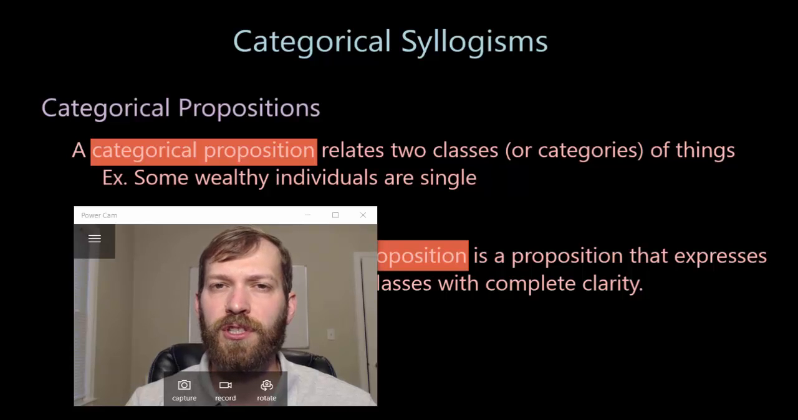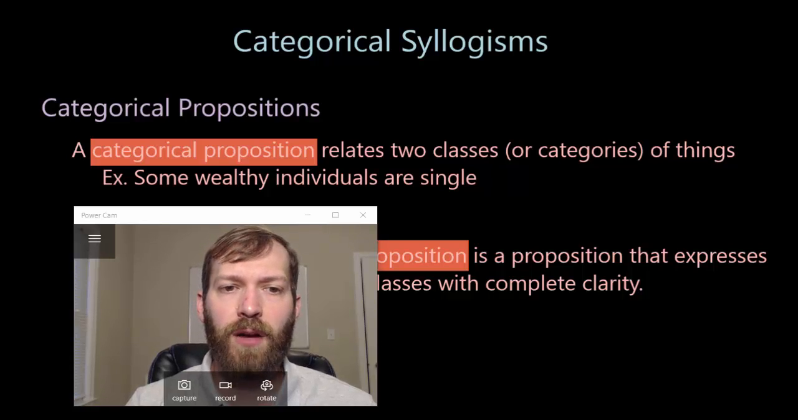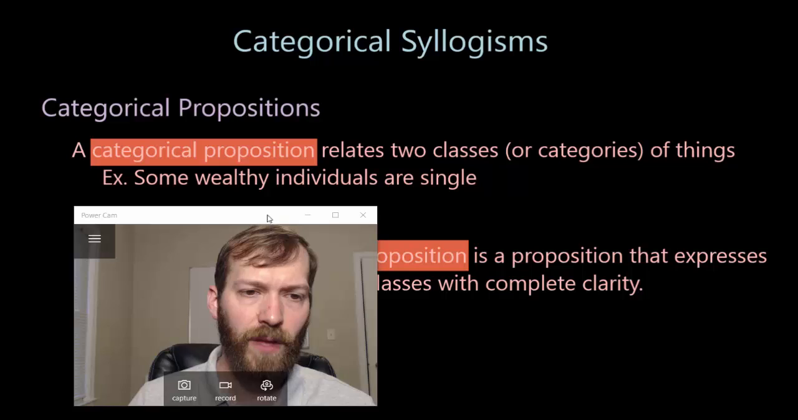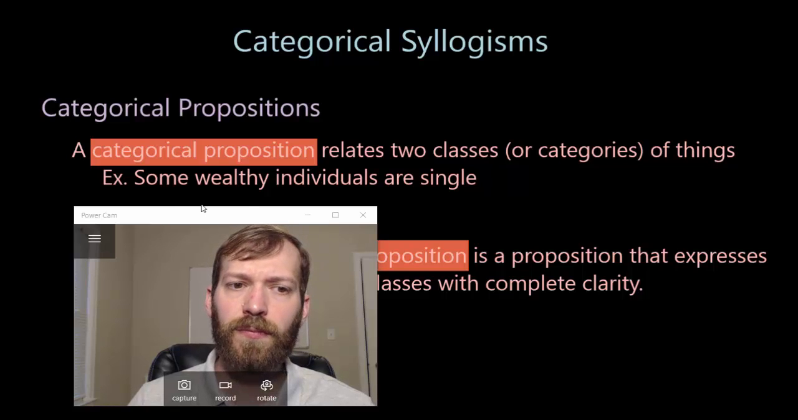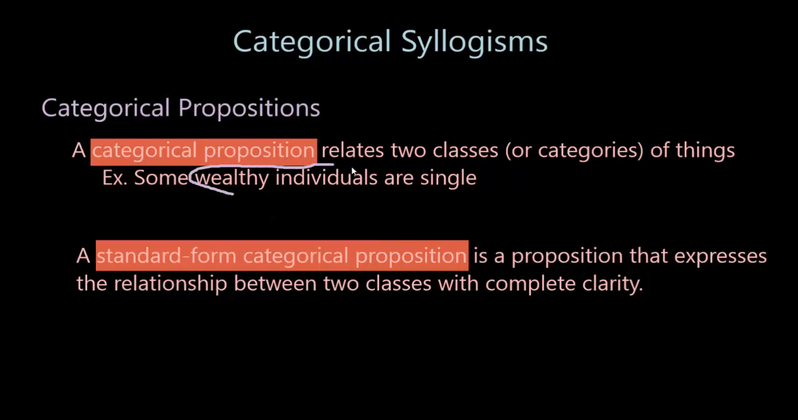So categorical syllogisms are arguments that are composed of categorical propositions. So first we need to talk about categorical propositions as we start investigating categorical syllogisms. A categorical proposition is just a proposition that relates two classes of things. So the example that I have here is that some wealthy individuals are single. What we're doing is we're saying that a certain relationship obtains between the class or category of wealthy individuals and then the category of single individuals.